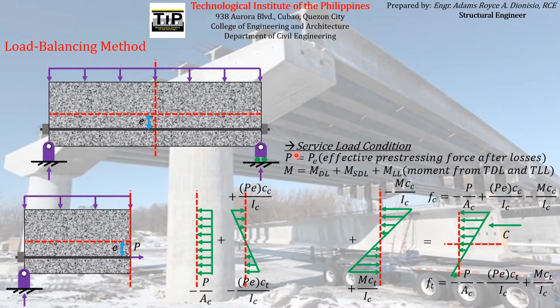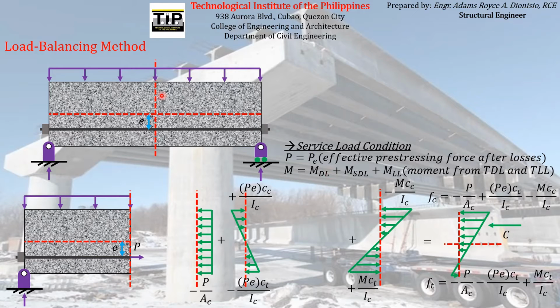And additional to that, we know that if the concrete element is already in the service load condition, the bending moment being experienced by that particular concrete element is already due to the dead load or the self weight itself, due to the superimposed dead load, and due to the live load that is being carried by the concrete element at service load. These loads are called service loads, which are actually gravity loads.